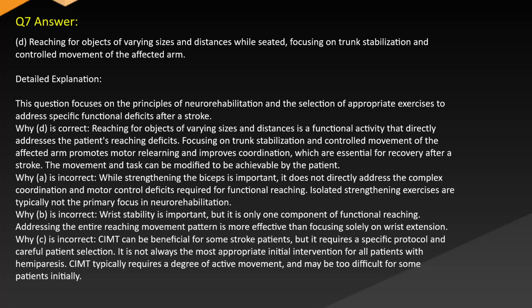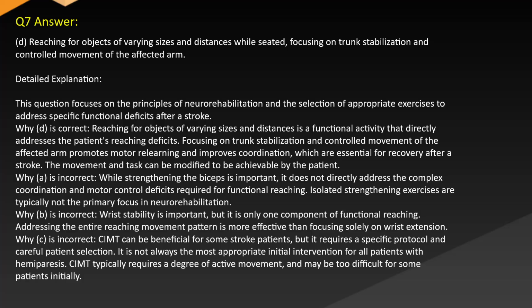Answer: D. Reaching for objects of varying sizes and distances while seated, focusing on trunk stabilization and controlled movement of the affected arm. Detailed explanation. This question focuses on the principles of neurorehabilitation and the selection of appropriate exercises to address specific functional deficits after a stroke. Why D is correct.